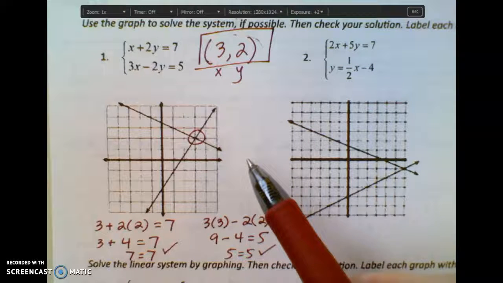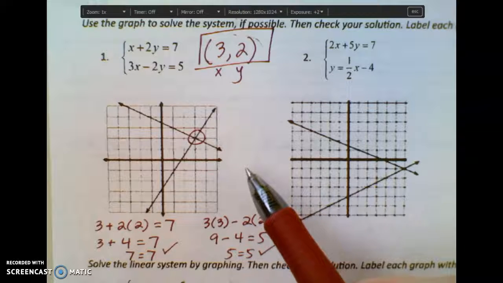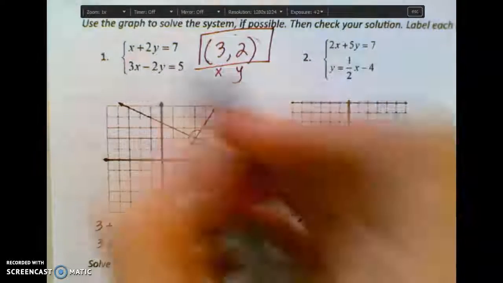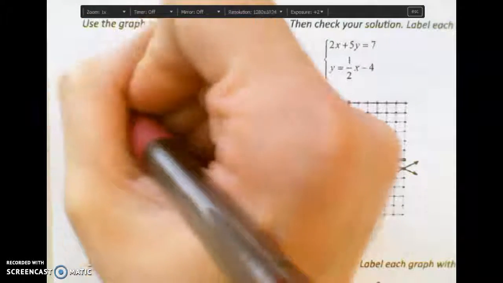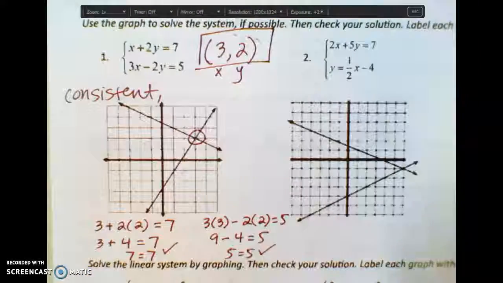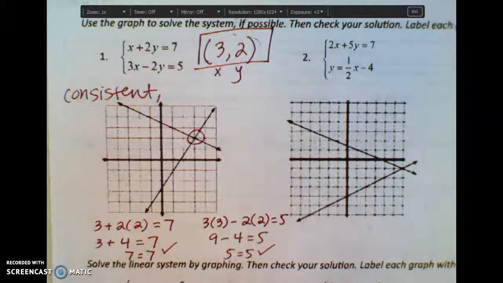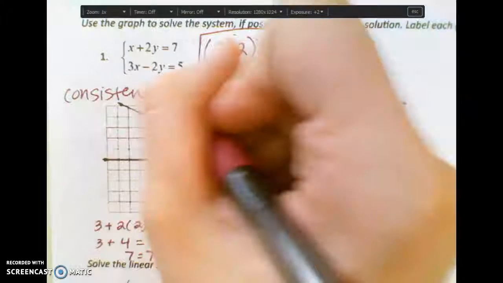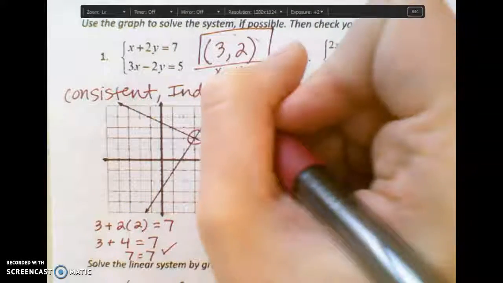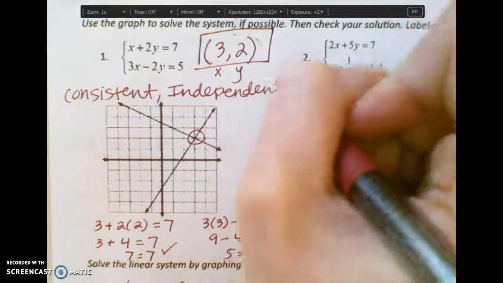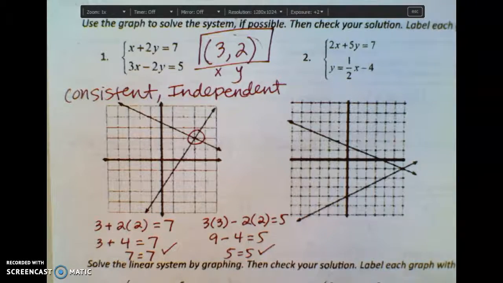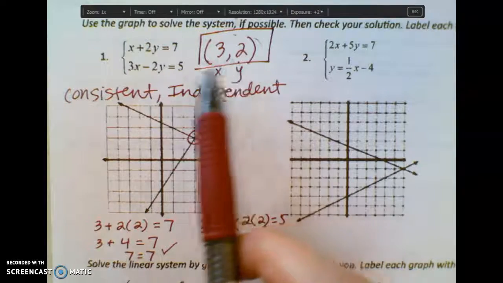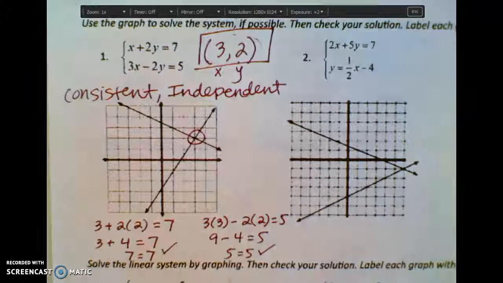Last thing we need to do is label the type of system. So is this one consistent or inconsistent? This is consistent. Remember, on the front of the page we talked about consistent means we have at least one solution. And with consistent we have two options. Is it independent or is it dependent? It is independent, because independent means we have exactly one solution. So we have our solution, and then we're going to label it consistent and independent.